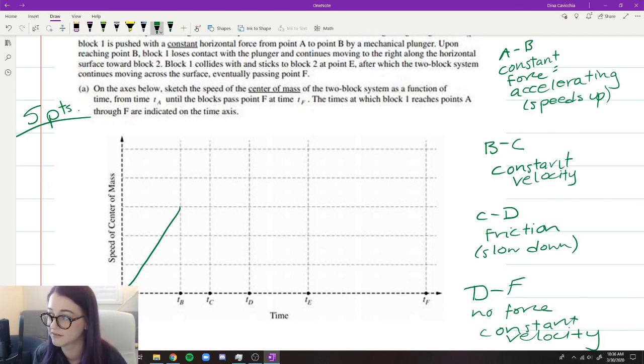So yeah, that is how we're going to show that our object is speeding up. Our speed increases at a constant rate. Then from B to C, we have a constant velocity because that force is no longer being applied. So how do we draw that?